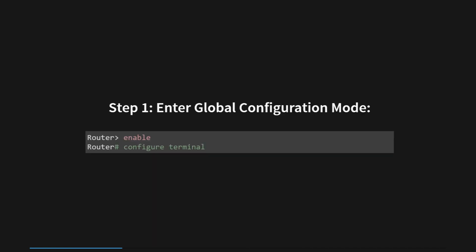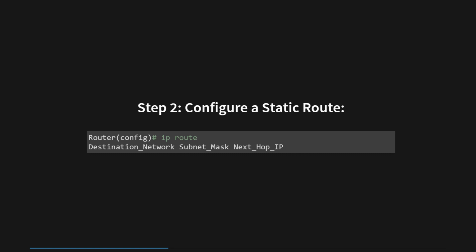The command enable grants privileged mode access, and configure terminal enters global configuration mode for configuring router settings. Now let's configure a static route with this command. Destination_network refers to the IP address or subnet of the destination network for which the static route is being configured. This identifies the network to which you want to send packets through a specific path.